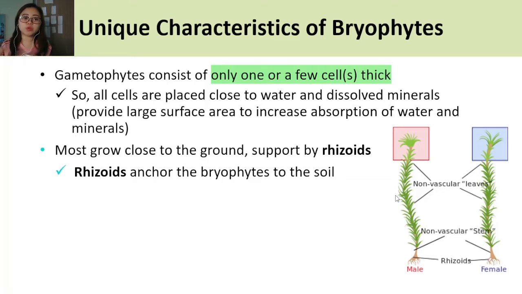Most bryophytes will grow close to the ground and they are supported by their rhizoids. The rhizoids' purpose is to anchor the bryophytes to the soil supaya dia tidak terhanyut atau terlari lah. Itu untuk lekatkan dia kepada tanah sahaja. This part is called the rhizoid, in case it wasn't clear enough. And this is also part of the reason why bryophytes are also short.